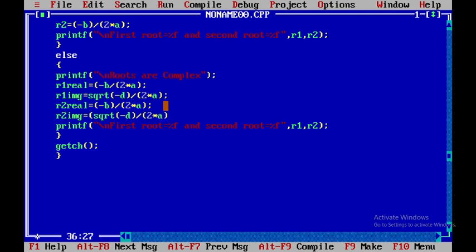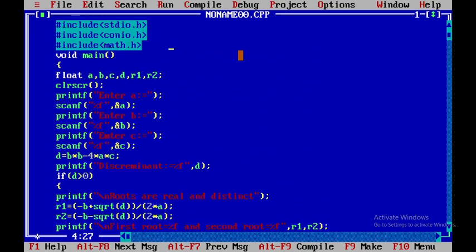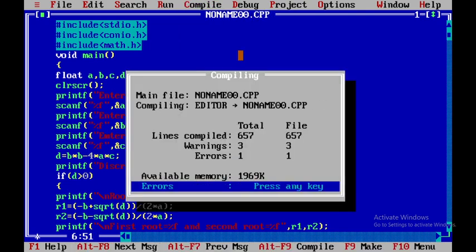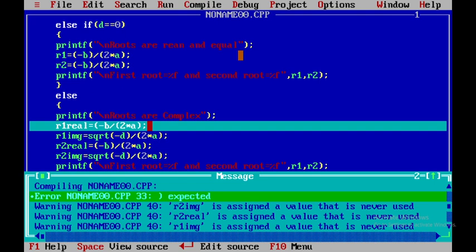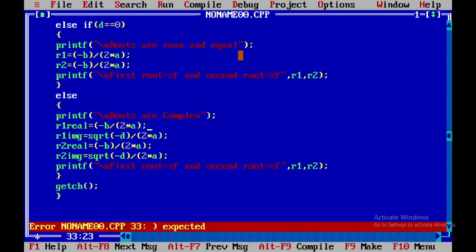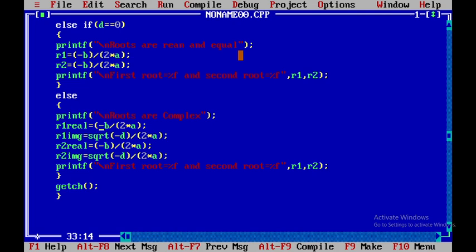So now minus b divided by 2 star a, there is no need to write this sign. So now we want to define these 4 variables as r1 real, r1 imaginary, r2 real, and r2 imaginary. Now if you compile here, one error: r2 is assigned but never used. Expected here minus b, I am removing this.